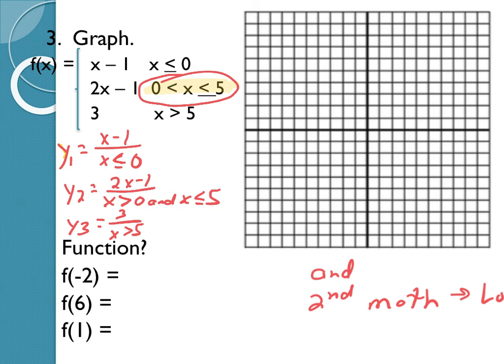So if you want to look at the graph, you can. So negative 2 is going to be negative 3, and put it in the calculator. F of 6 is going to be 3 and 1.